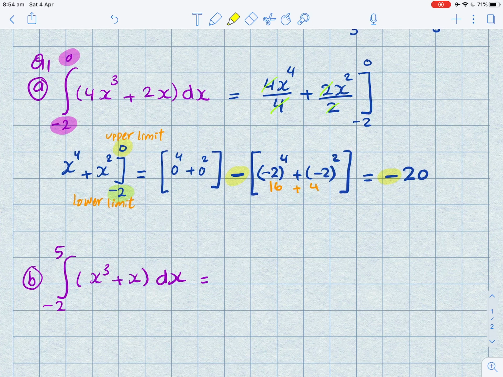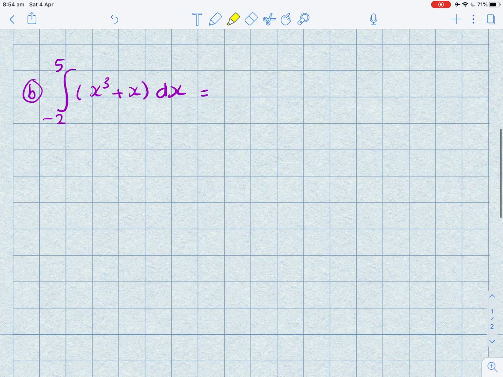Okay, next question is B. The integral from minus 2 to 5 for x cubed plus x dx. Right, so first of all we will do just the normal integration, and we add 1 to the power and divide by the new power. So we have x to the power 3 plus 1, which is x to the power 4, divided by the new power, which is 4 here, plus the integration of x, which is x squared divided by the new power 2. Okay, and we don't do plus c because it's a definite integration.